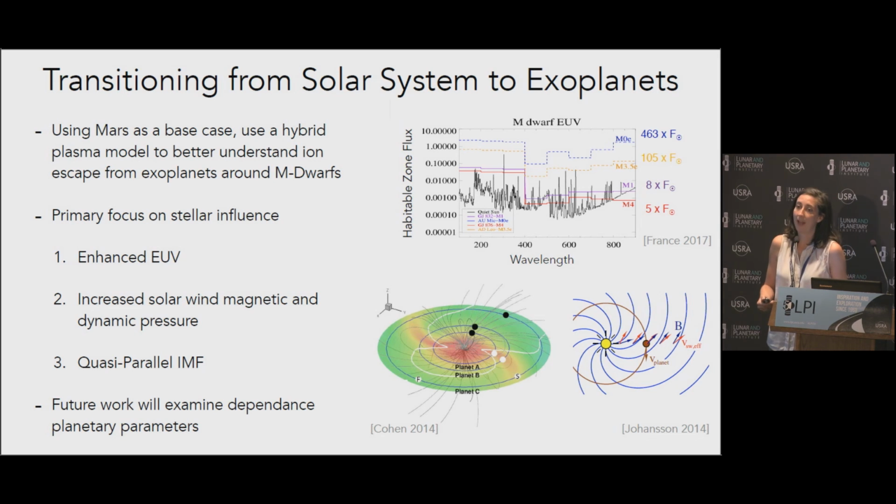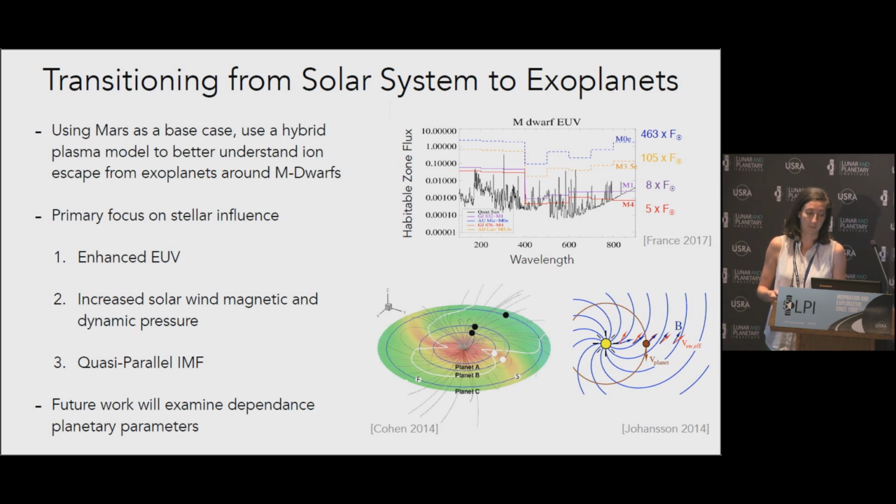I'm also going to look at how the stellar wind will change. We expect increased solar wind pressure, both magnetic and dynamic pressure. We know this from solar wind reconstruction models that take inputs from mass loss observations of other stars and Zeeman Doppler imaging of the magnetic field.